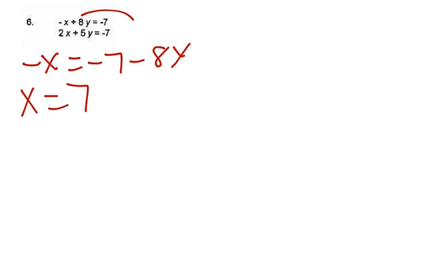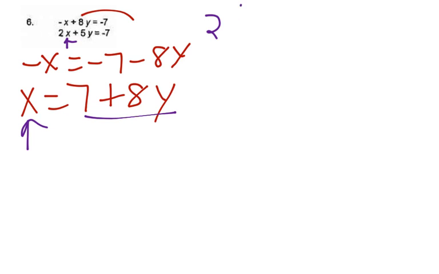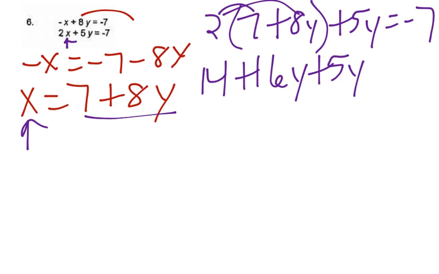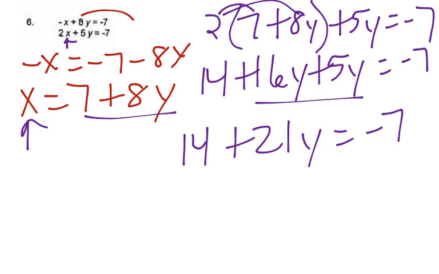Last one. Move your 8y. So negative x is equal to negative 7 minus 8y. Can't have a negative x, so x is equal to 7 plus 8y. This goes to the other equation where you see an x, so it's going to go there. 2 times 7 plus 8y plus 5y equals negative 7. Distribute your 2. 14 plus 16y plus 5y equals negative 7. Combine your like terms. 14 plus 21y equals negative 7.